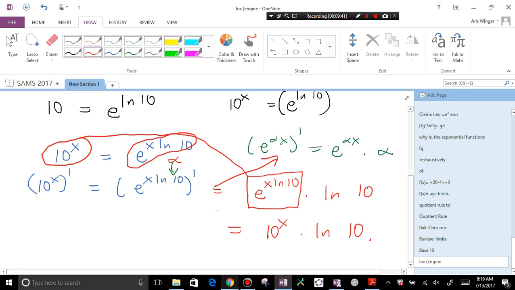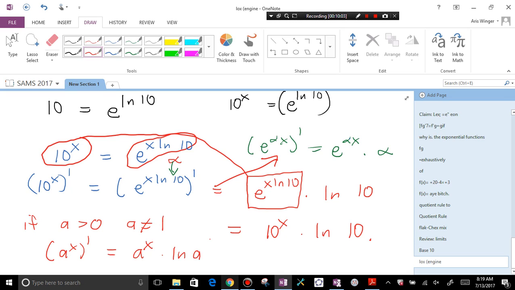And in general, if a is positive, a is not equal to 1, then the derivative of a to the x is a to the x times the natural log of a. And so again, this is also the reason why e is nice, because when the base is e, you don't have this extra natural log thing that you're always multiplying by, because the natural log of e is 1.